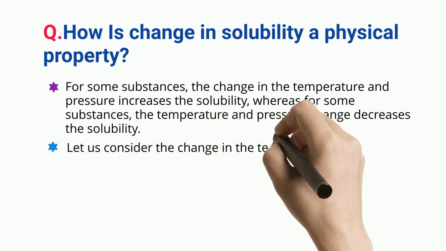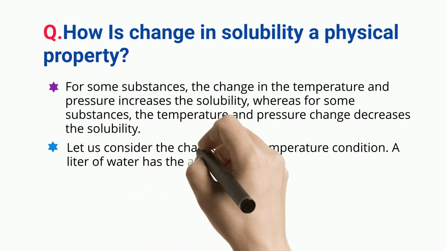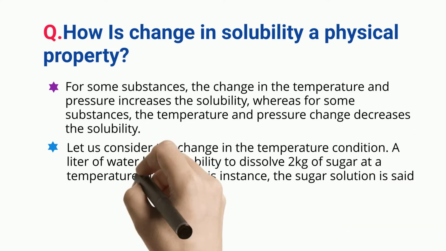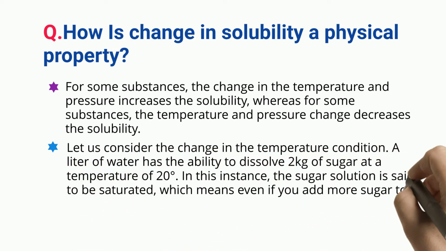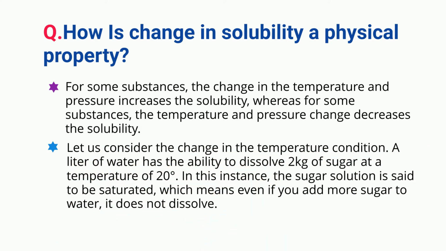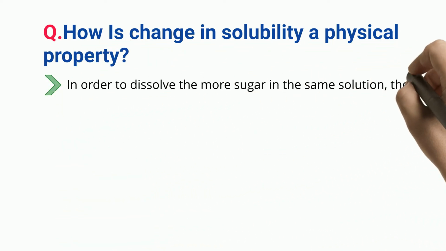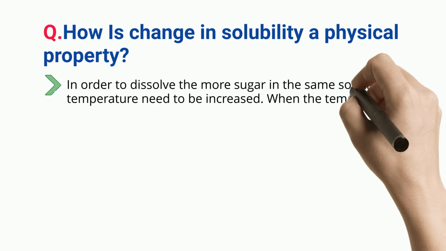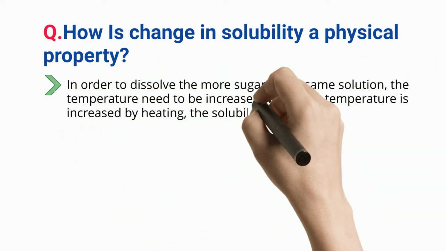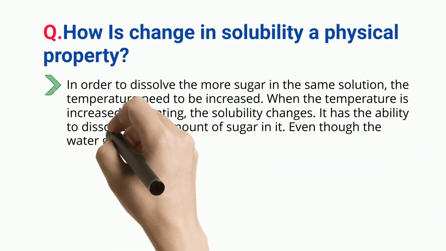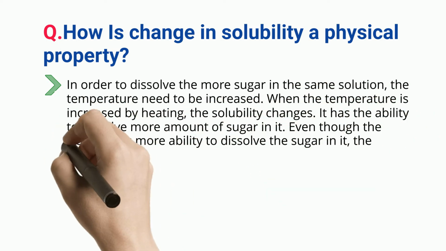Let us consider the change in the temperature condition. A liter of water has the ability to dissolve 2 kilograms of sugar at a temperature of 20. In this instance, the sugar solution is said to be saturated, which means even if you add more sugar to the water, it does not dissolve. In order to dissolve more sugar in the same solution, the temperature needs to be increased. When the temperature is increased by heating, the solubility changes. It has the ability to dissolve a greater amount of sugar.